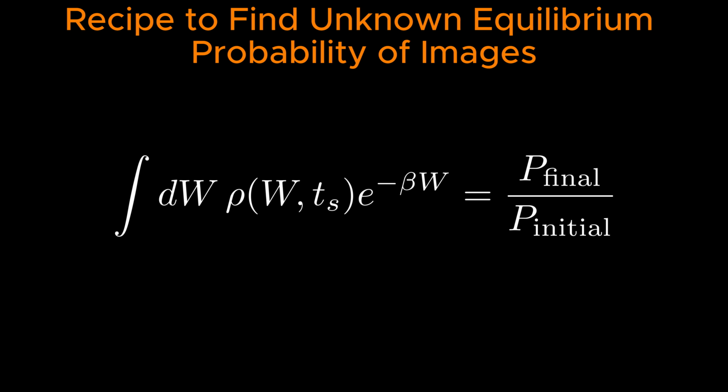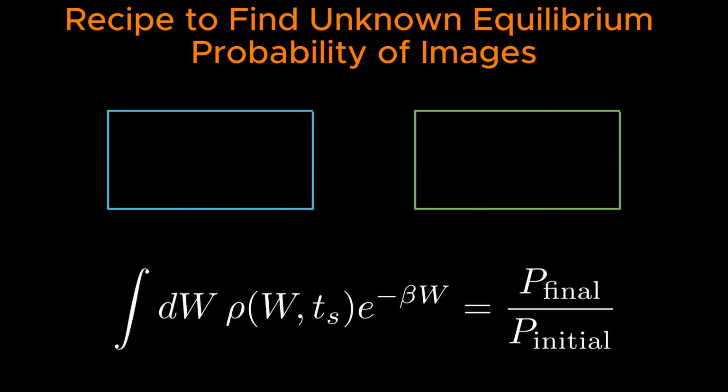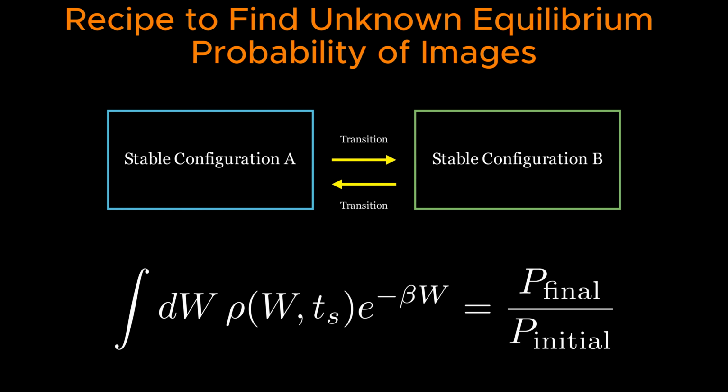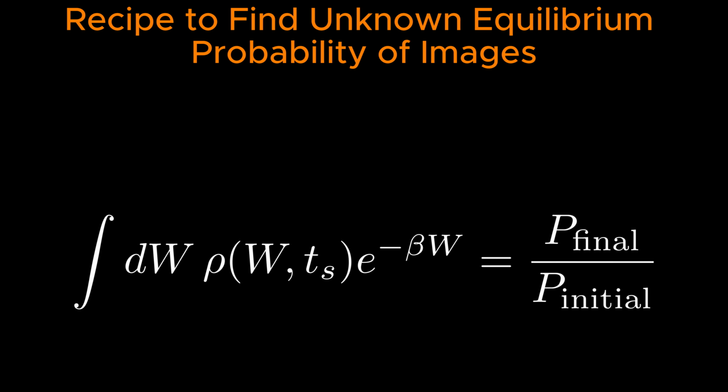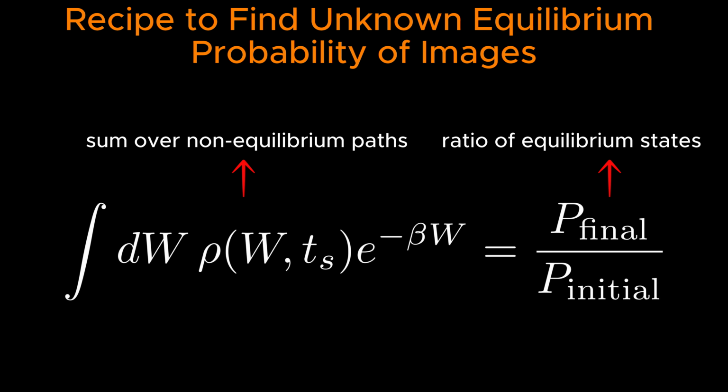In practice, this identity gives us a recipe for moving between equilibrium states. Imagine we want to transition a system from one stable configuration to another. We can perform rapid, non-equilibrium transformations. By measuring the work done along these trajectories and applying the exponential weighting, we can compute the ratio of the probabilities of the two states. That means that if we know the probability of one state, we have a recipe for how to gradually convert it to the probability of the other state.